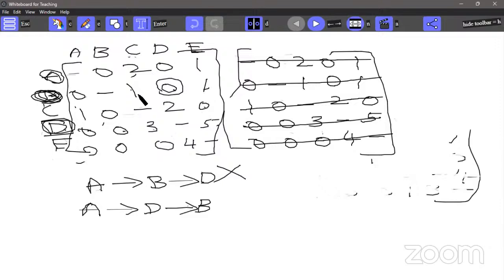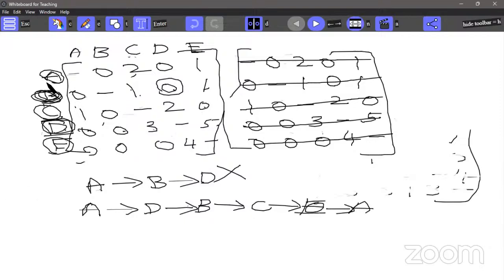So what do I do? Should I go to C? Yes, I will go to C. I am in C now. From C, where should I go? C to E. Very good. C to E is again a 0 option. Now I am in E. From E, can I come back to A? Yes. Are you getting the point? How we did?